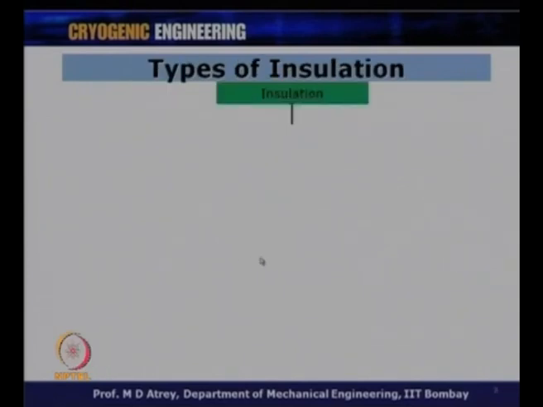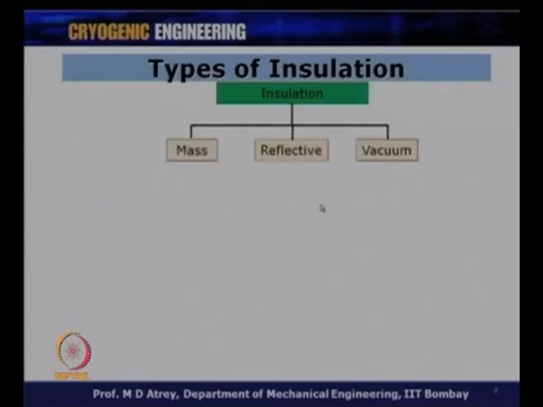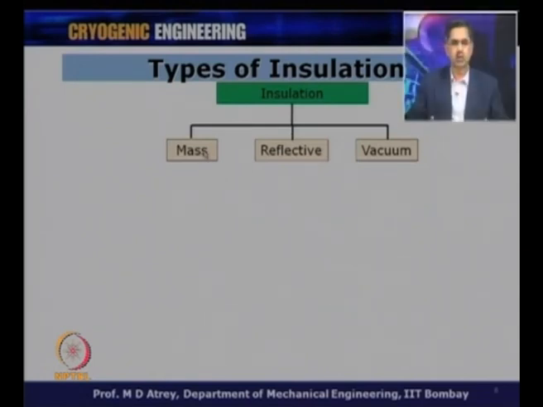Now, there are various types of insulation, and insulation can be broadly classified as mass insulation, reflective insulation and vacuum insulation. So, we have a mass, that means some material sitting over there, we have some reflective surfaces over there, so that whatever Q comes will get reflected back, or we can have vacuum.